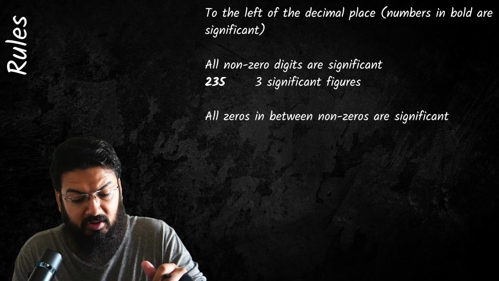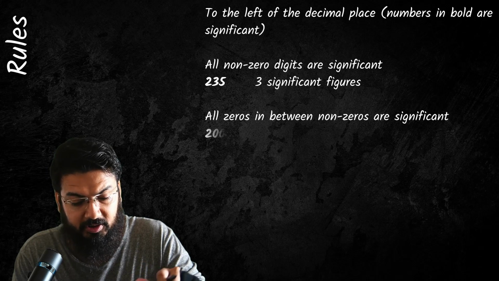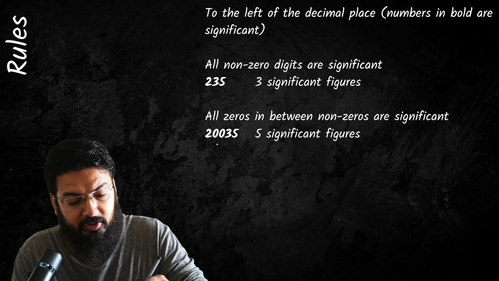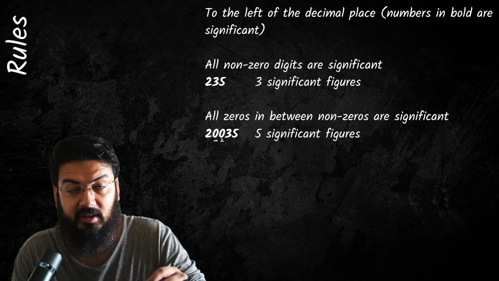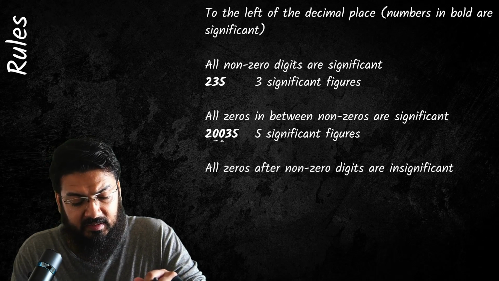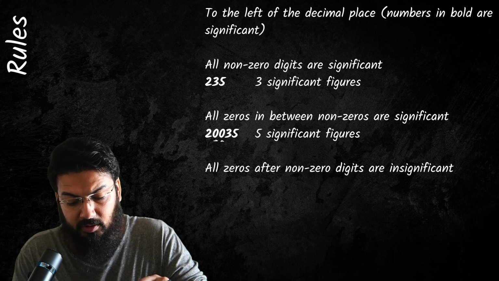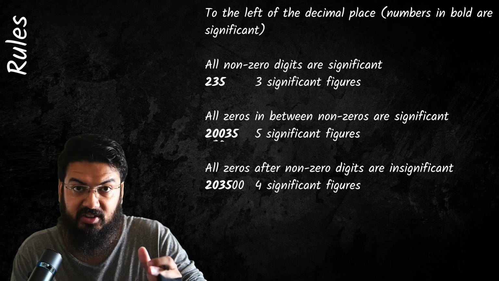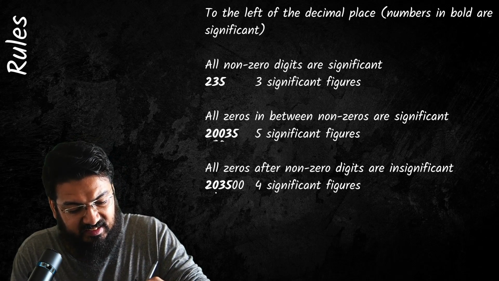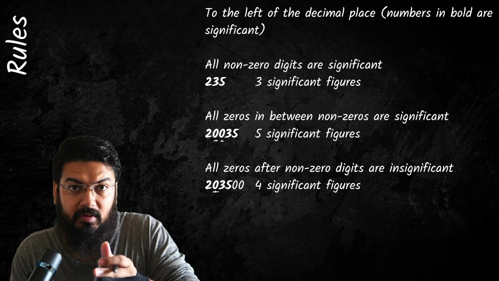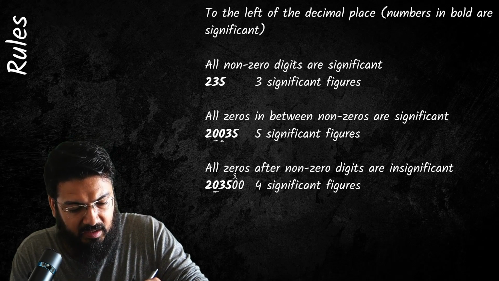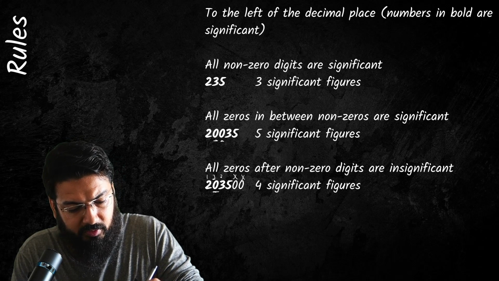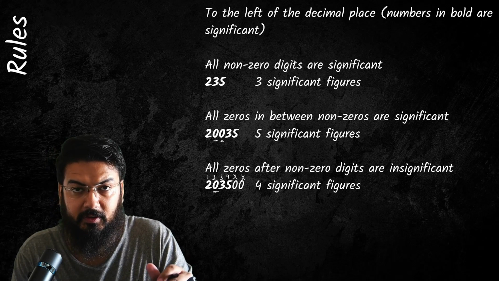Then we have all zeros in between non-zero digits. So you have 2, you have 3 in between, you have 2 zeros. Both of these zeros, they are going to be significant as well. Then you have all zeros after the non-zero digits and they are insignificant. So you have a 0 between 2 and 3. This is significant. But the 0 after the 5, both of them are not significant. All right. So you have 1, 2, 3, and 4 significant figures only.